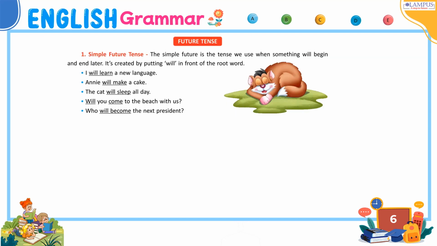Future tense. 1. Simple future tense. The simple future is the tense we use when something will begin and end later. It's created by putting will in front of the root word. I will learn a new language. Annie will make a cake. The cat will sleep all day. Will you come to the beach with us? Who will become the next president?